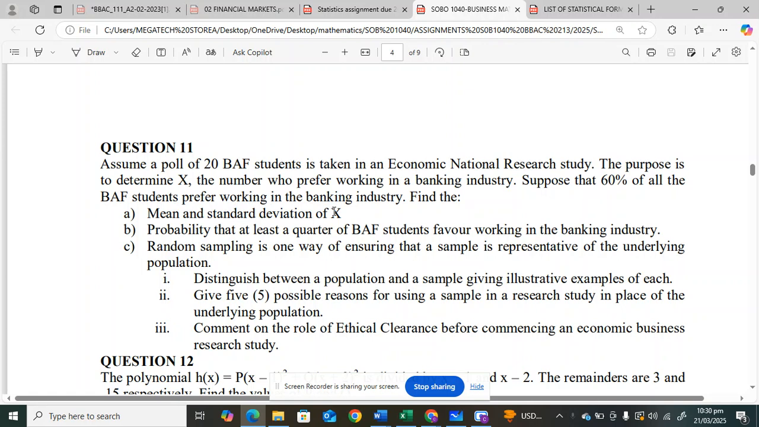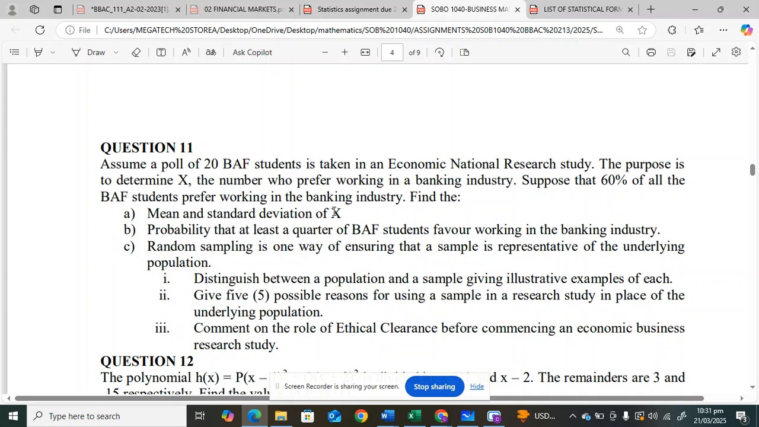So as I said, the binomial experiment, you're going to have two outcomes. Here, the two outcomes are either the student prefers working in the banking industry or the student doesn't prefer working in the banking industry. We've got two outcomes here. We have 20 students who are testing, and either they say they prefer working in the banking industry, or they say no, we don't prefer working in the banking industry.